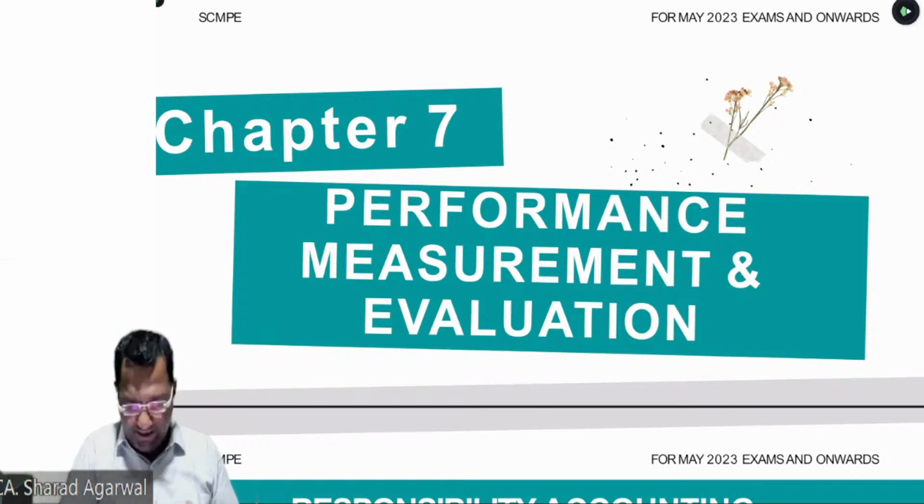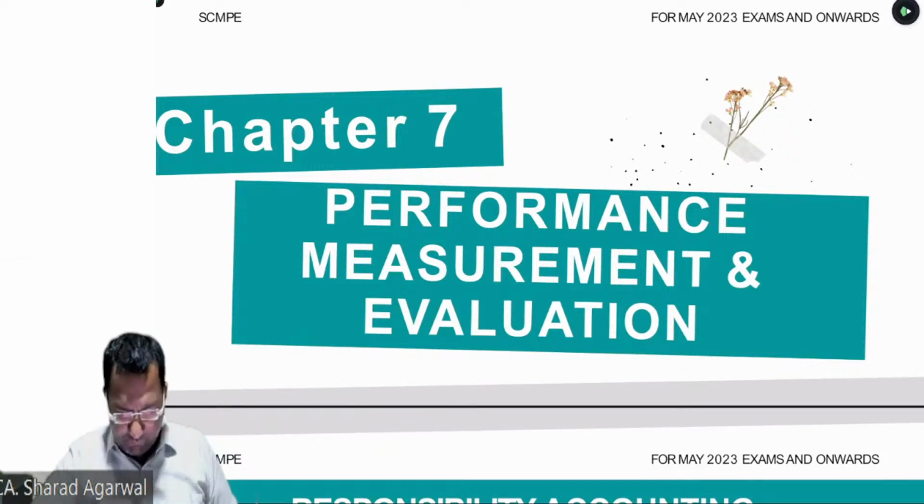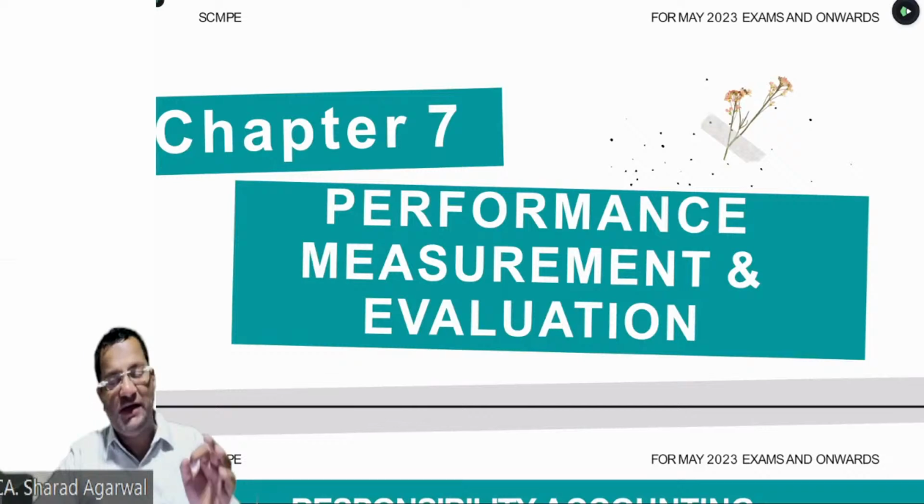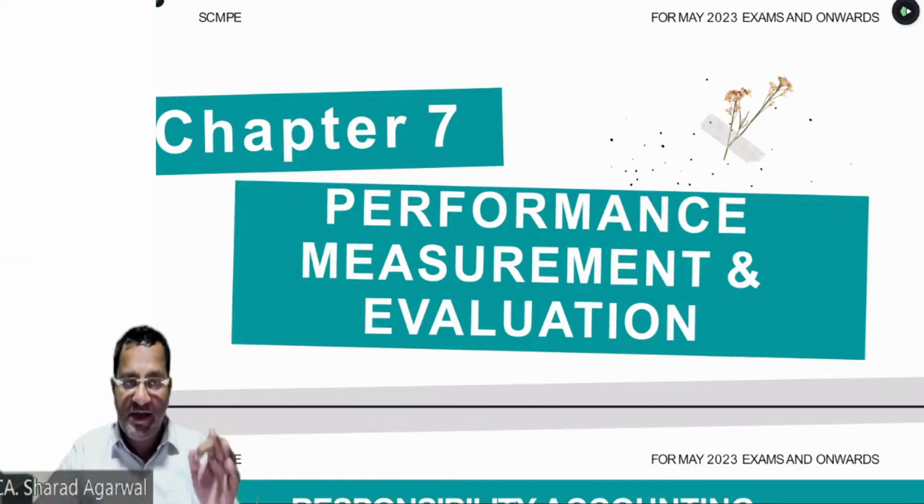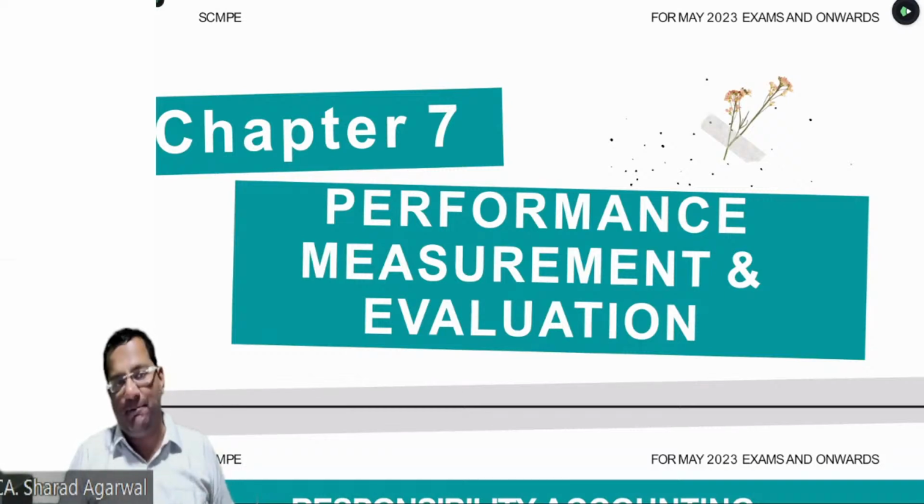Okay, beta, please communicate: in ROI and RI, whether we will use the opening capital, closing capital, or average capital should be given by the question. But in case of economic value added, 100% it will be provided by the question. No. In economic value added, we will always use the opening capital employed as per Stewart and Company.